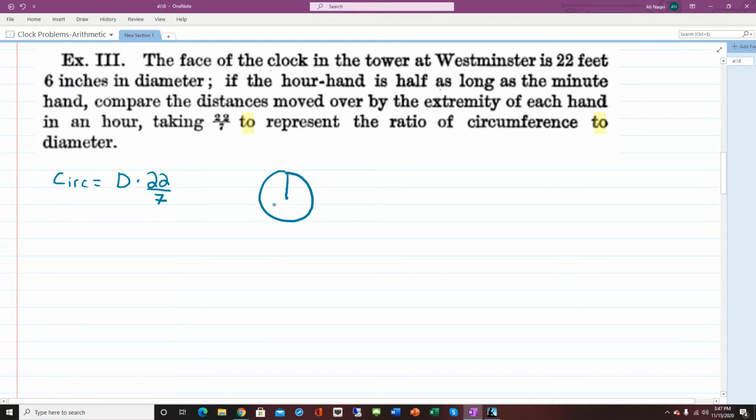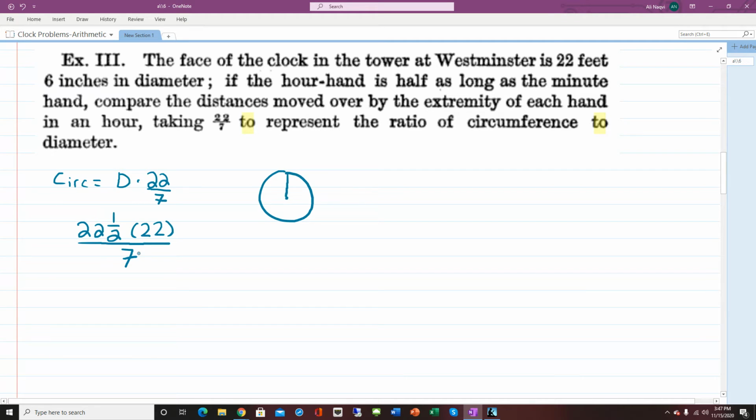So it tells us that the clock is 22.5 feet. So I'm going to say 22.5 times 22/7. Okay? That's going to tell me how many feet the minute hand went around.